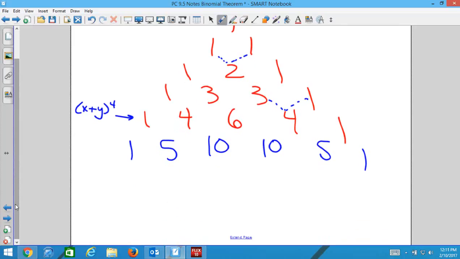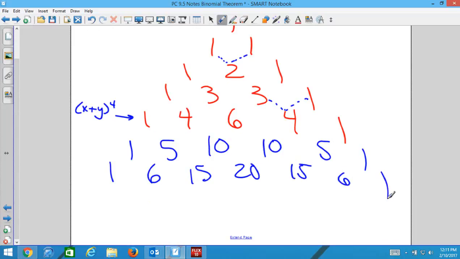So let's put in a couple more rows: 1, 6, 15, 20. Do you always have to put a 1 on the other side? Always starts with a 1, always ends with a 1. There are some really cool things about this, but we don't have a lot of time, so I'm not showing you them today. Sorry.